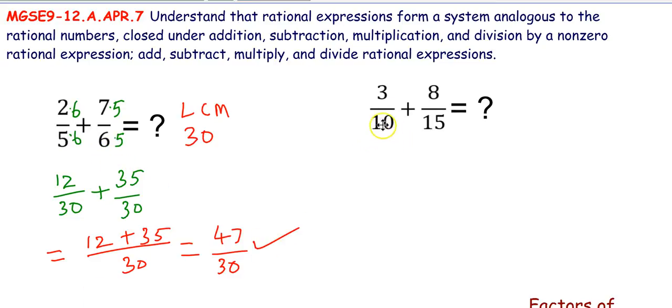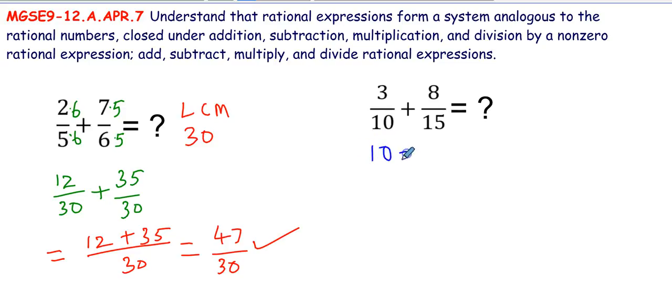Now what about this 3 over 10 plus 8 over 15? These denominators are slightly different from this 5 and 6. Between 5 and 6 there was no common factor, so you just multiplied and said 30 is the least common multiple. But in this case we see some common factor, so 150 is not going to be your least common denominator, but something else. So how do you do that? I think this is the easiest way.